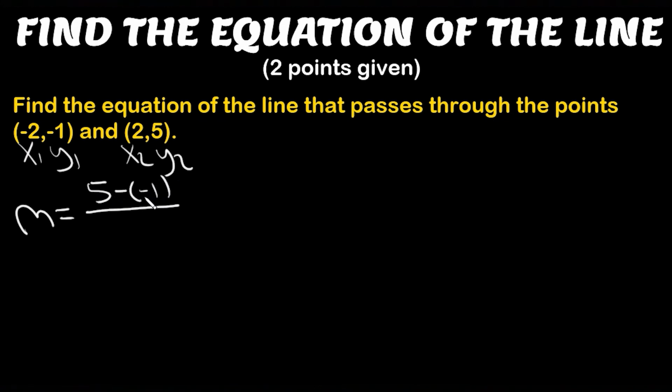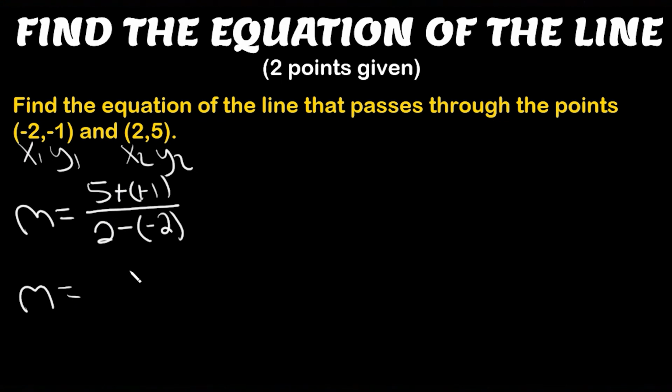Again, whenever you have 2 negatives, you want to use parentheses. That way you're separating them. And then on the bottom, I'm going to have x2 minus x1. So that's going to be 2 minus my x1, which is going to be a -2. So another set of parentheses here. And now we're going to go for it. So we get m is equal to 5 minus a -1.